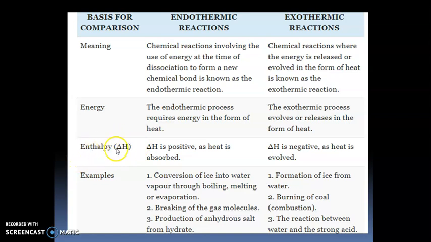When we talk about enthalpy, we know that whenever delta H is positive in nature, that reaction is an example of an endothermic reaction, because in all those reactions heat energy is absorbed by the reaction. And when delta H is negative, it means that heat energy is released out from the system. So we can say the reaction is an example of an exothermic reaction.